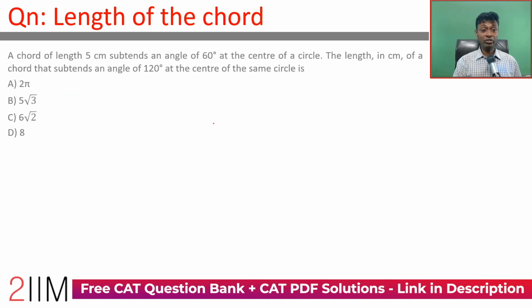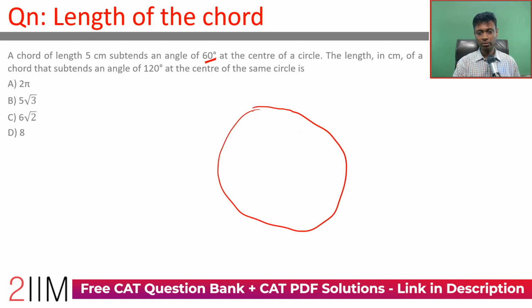A chord of length 5 centimeters subtends an angle of 60 degrees at the center of a circle. We know the radius straight away. I love this question because I know this number. I like this number. Chord of length 5 centimeters makes an angle of 60 at the center.